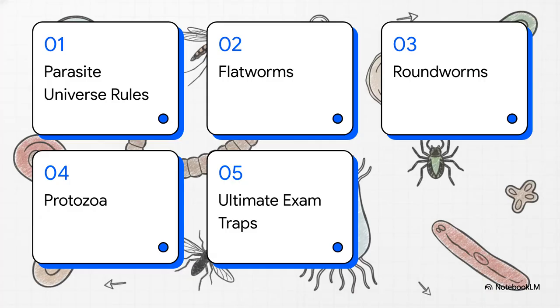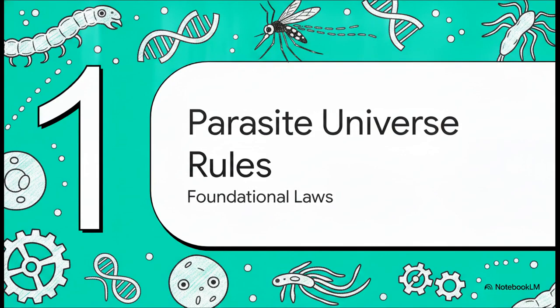Okay, here's our game plan for today's rapid-fire review. First, we'll establish the rules of the parasite universe. Then, we hit flatworms, your cestodes and trematodes. Third, roundworms, or the nematode threats. Fourth, high-yield blood and tissue protozoa. And finally, we'll wrap up with the ultimate exam traps. Let's dive in. Section 1.